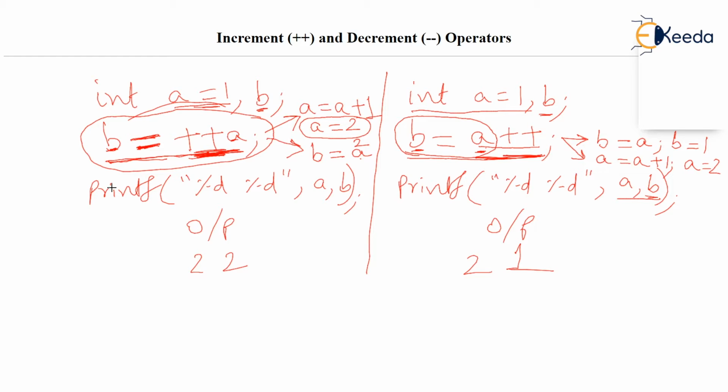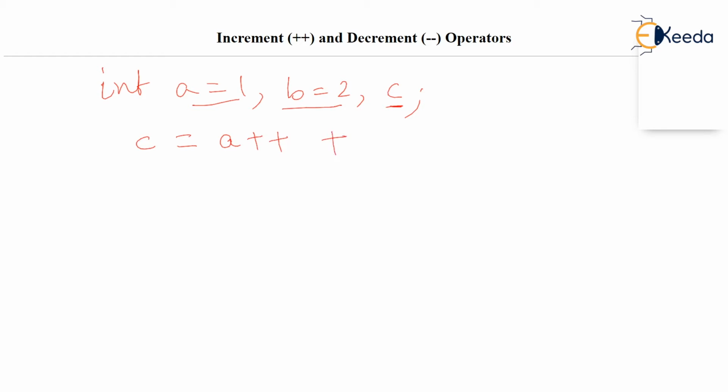Let's see more about this. Let's say I have some code here like this. Let's play with the code. Suppose I have int a equal to 1, b equal to 2, and c, three variables. A is 1, B is 2, the values are known, C is not known. Now I have written c is equal to, suppose, a plus plus plus plus b. Oh, a lot of plus. But now you see how this expression will get solved.